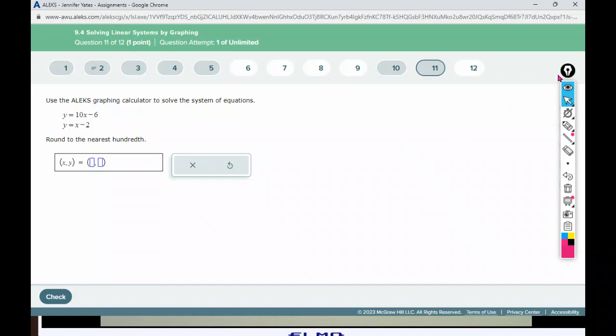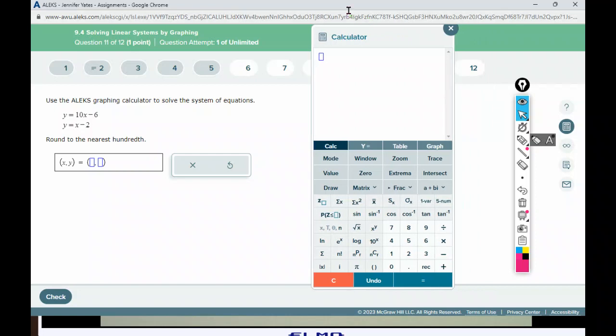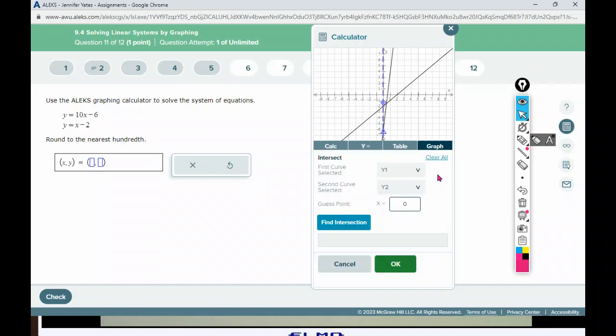All right, so it says use the Aleks calculator. There it is. All right, we're going to go to y equals. I've got 10x minus 6. My other equation is x minus 2. What are we going to do? Graph it. There it is. Then we want it to tell us where it intersects.